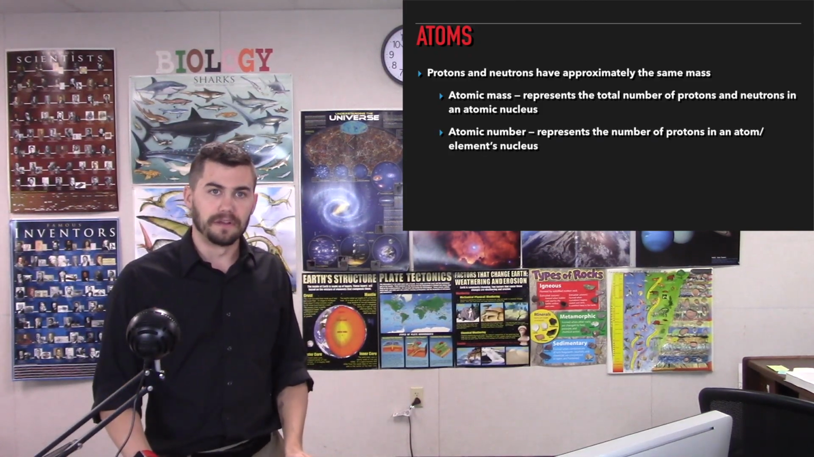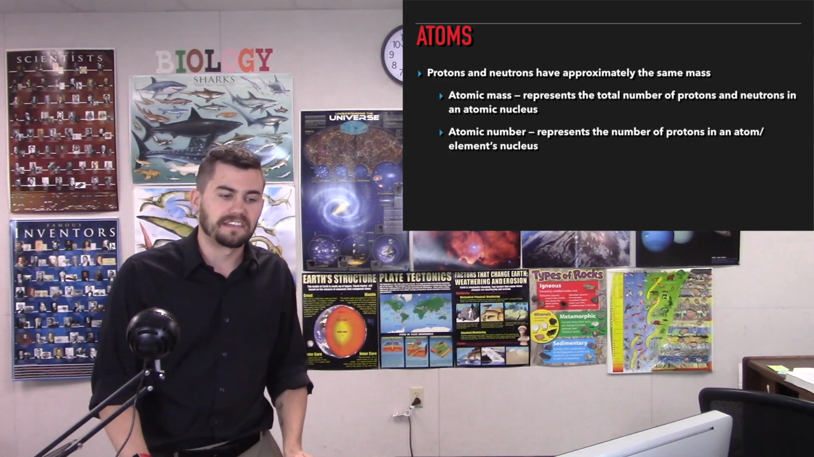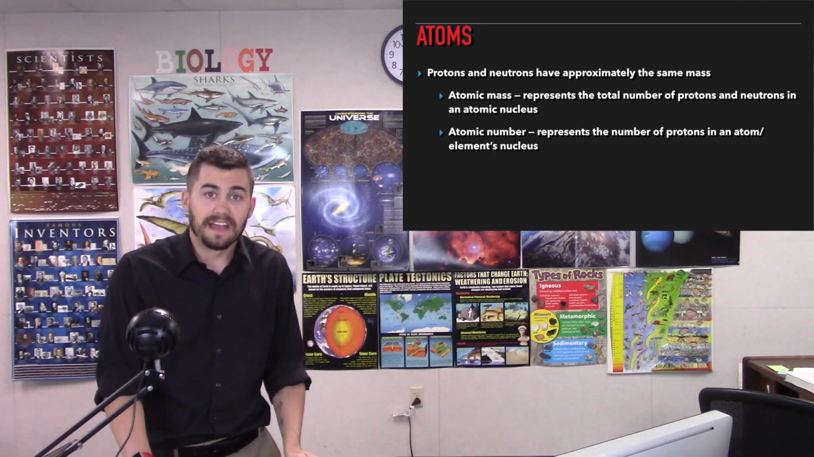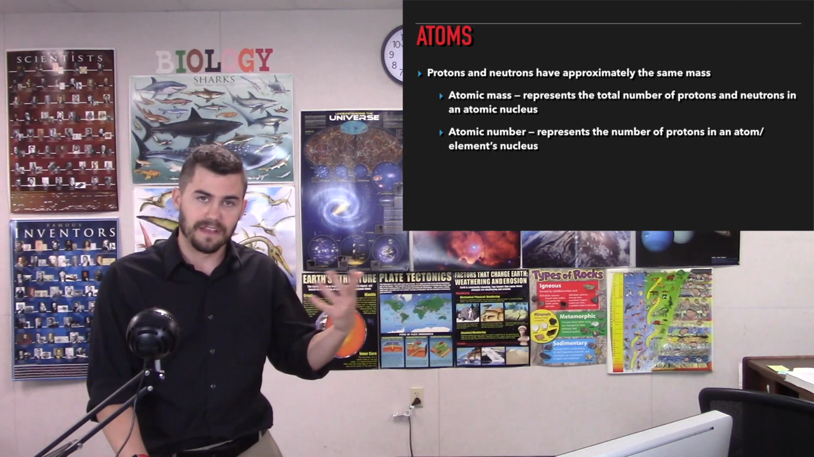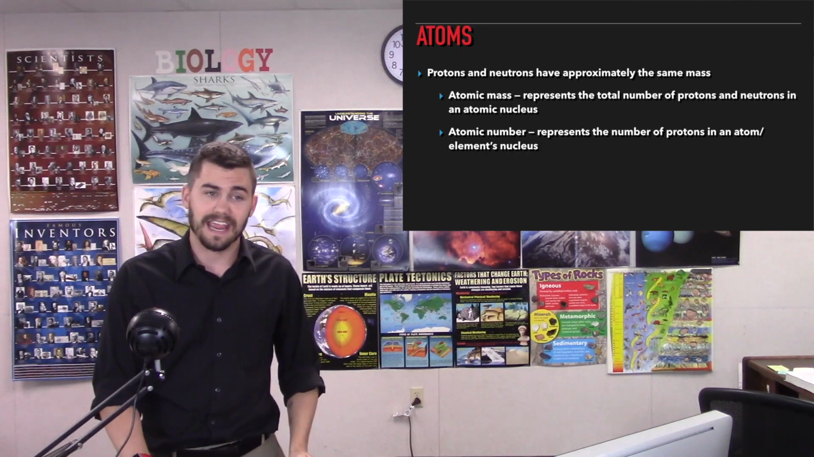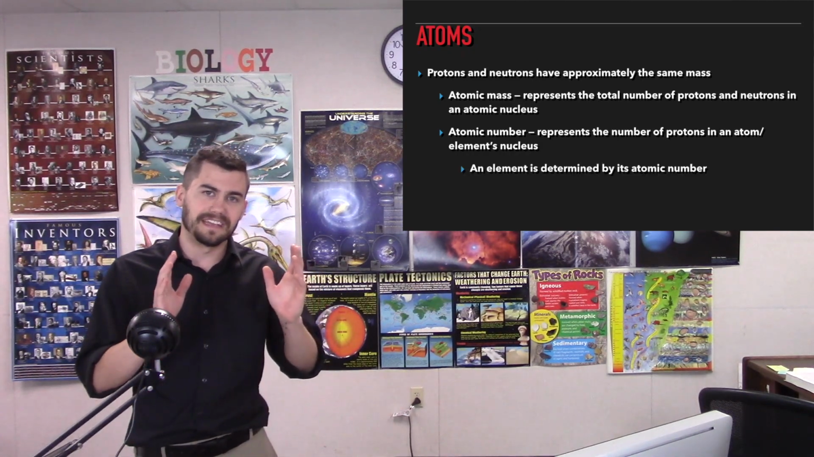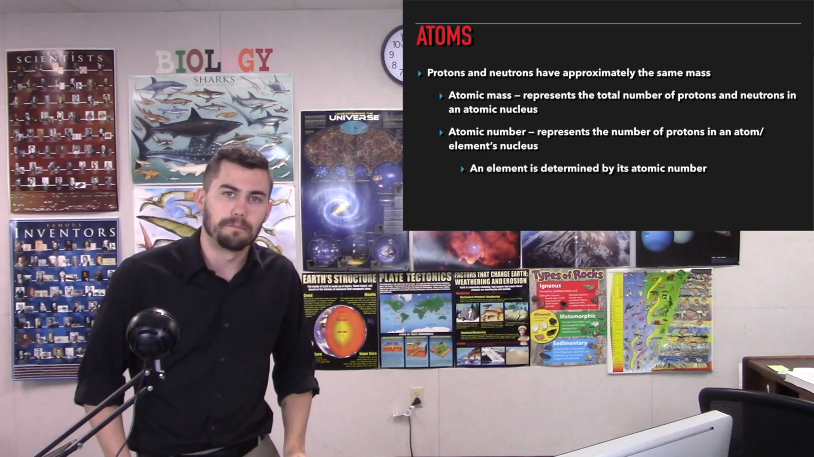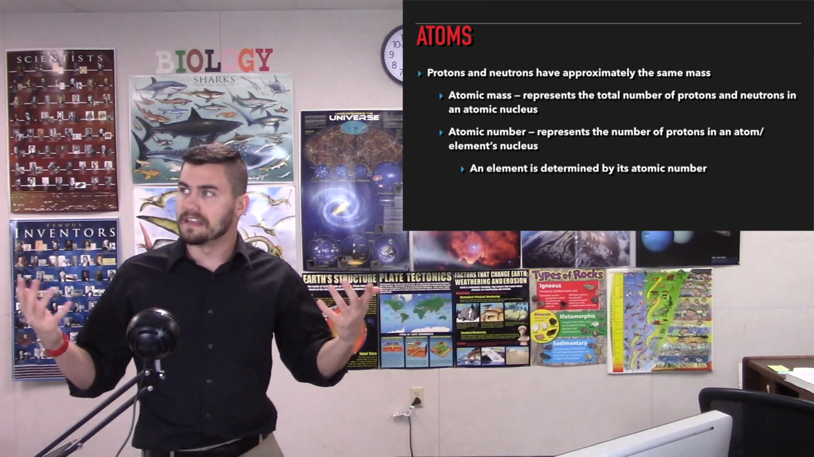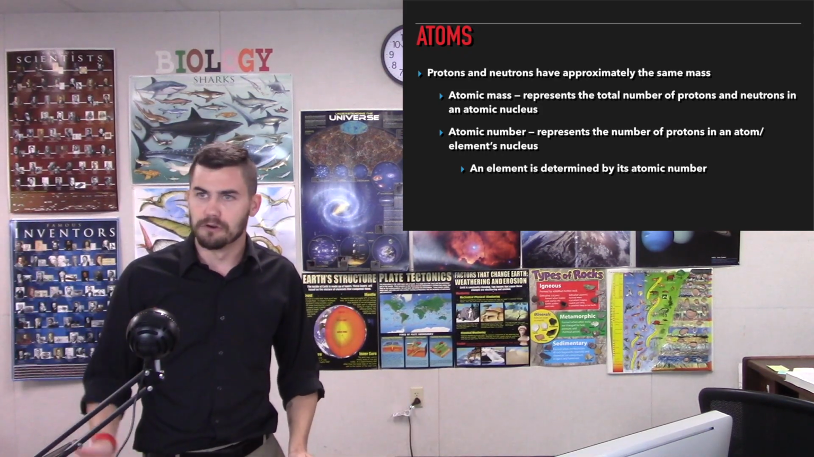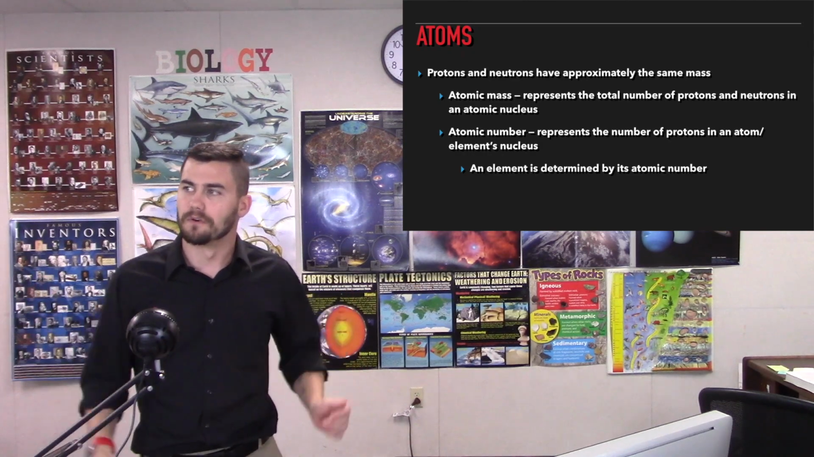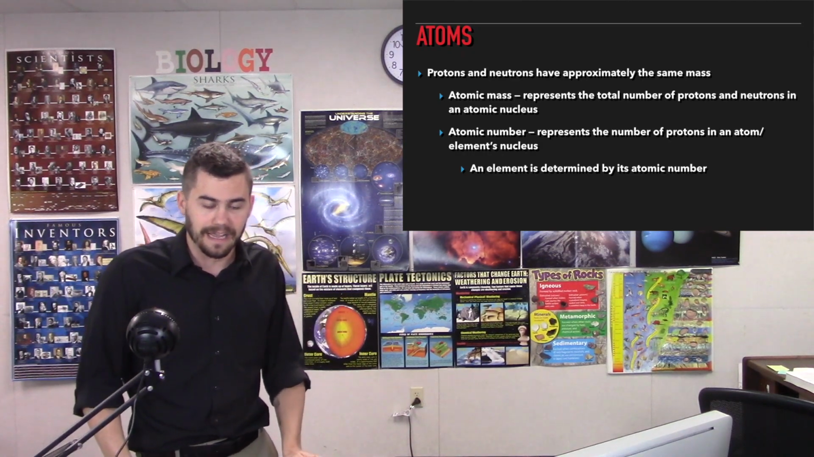But atomic number is special. This is just the number of protons that an atom or element's nucleus contains. And this is important because an element is actually defined by its atomic number. The periodic table goes 1 through 118. There are only 92 naturally occurring elements.